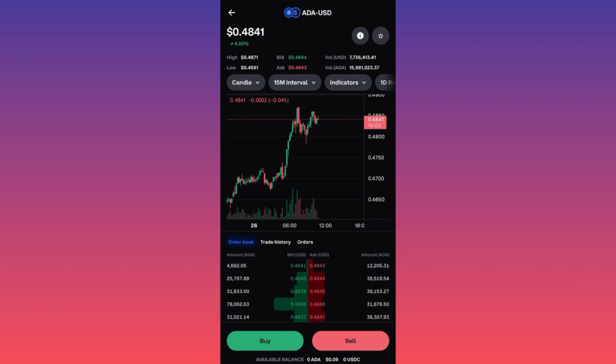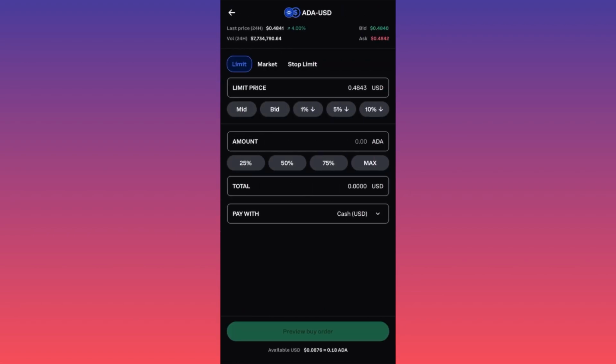Without losing additional time, let's click on the lower left side of the screen, click the buy button, and let's see what are the options and choices that we should make if we want to buy Cardano. So there are three different types of orders you can actually place. There's limit order. Essentially current price of Cardano is 48 cents. Let's say you want to place a limit order which is lower than the current prices. Let's say you want to buy Cardano when it hits 45 cents, right?